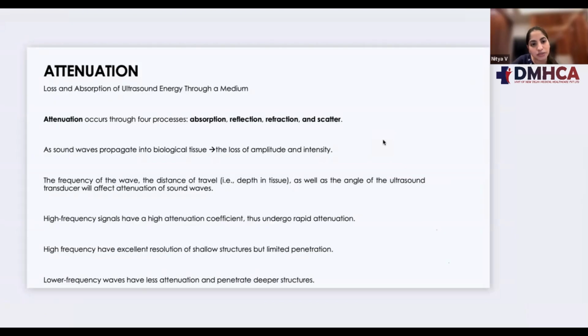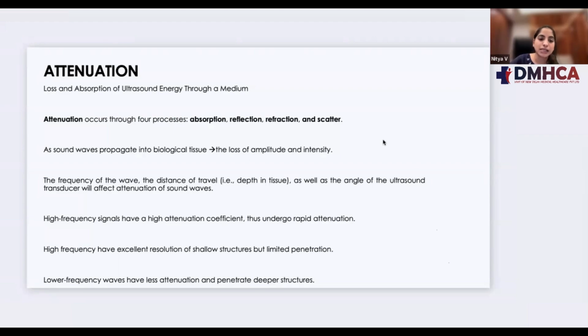So when the sound waves are propagating into biological tissue, there is loss of amplitude and loss of intensity. The frequency of the wave, the distance of travel, the depth to which it is traveling, as well as the angle of the ultrasound transducer, affect the attenuation.